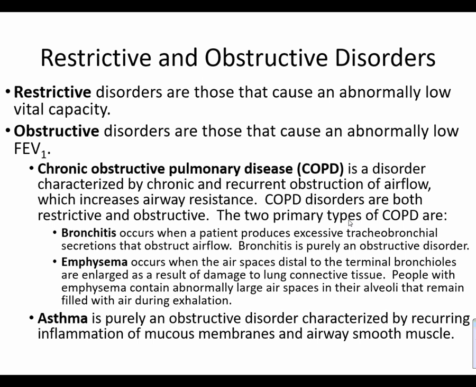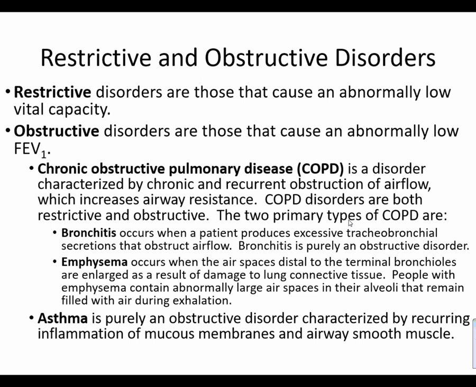So using some of those things that we were able to calculate with a spirometer, a person might get diagnosed with a lung disease or a pulmonary disease. Okay. And we kind of can classify many of those into restrictive and or obstructive. Okay. Restrictive disorders are those causing an abnormally low vital capacity.